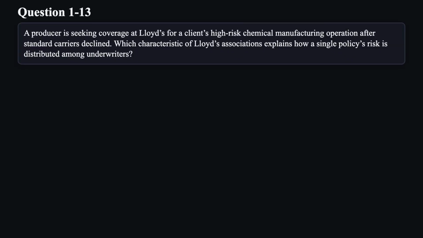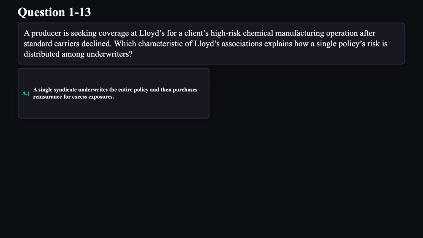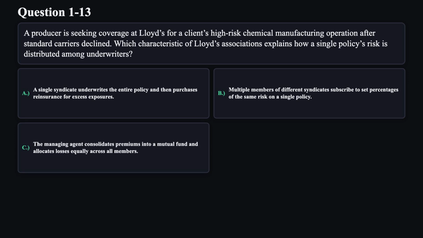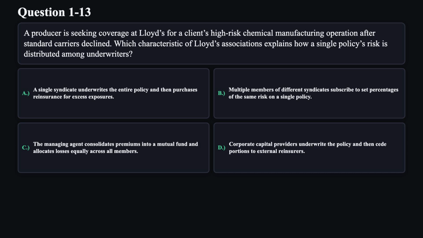Question 13. A producer is seeking coverage at Lloyd's for a client's high-risk chemical manufacturing operation after standard carriers declined. Which characteristic of Lloyd's associations explains how a single policy's risk is distributed among underwriters? A. A single syndicate underwrites the entire policy and then purchases reinsurance for excess exposures. B. Multiple members of different syndicates subscribe to set percentages of the same risk on a single policy. C. The managing agent consolidates premiums into a mutual fund and allocates losses equally across all members. D. Corporate capital providers underwrite the policy and then cede portions to external reinsurers.